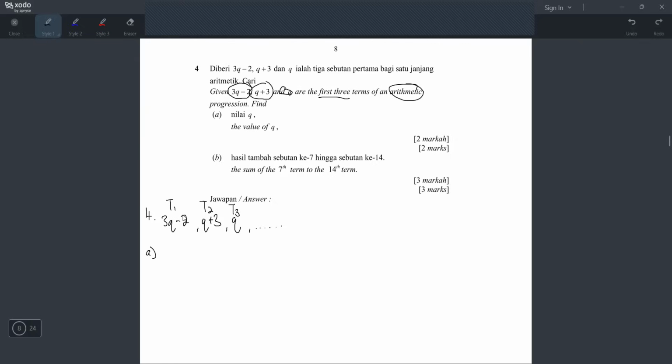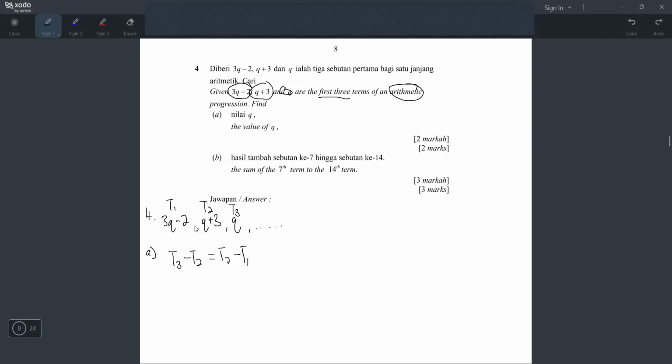When your progression is not complete, tak lengkap. Apa maksudnya tak lengkap? Means got unknown, got X, got Q, got P, got K. When there is unknown in the progression, most of the time you will do it like this. Kanan tolak kiri sama dengan kanan tolak kiri, right? Most of the time, okay?